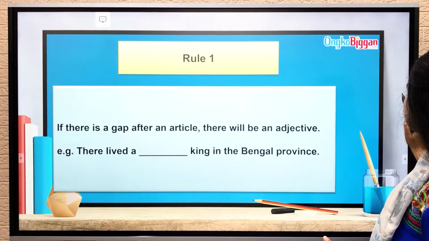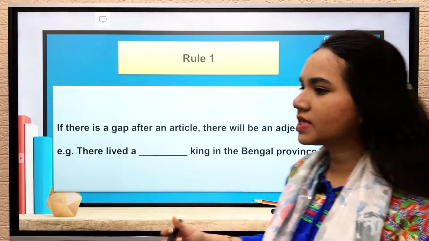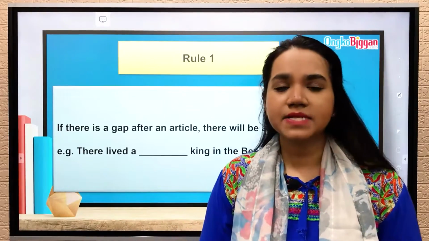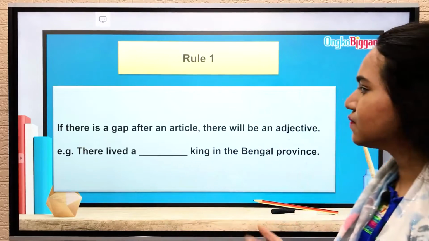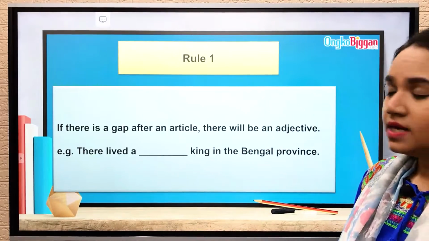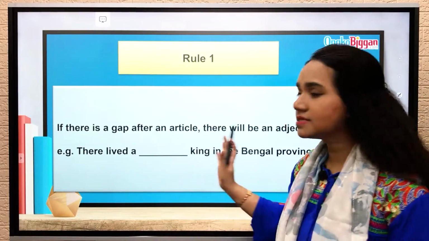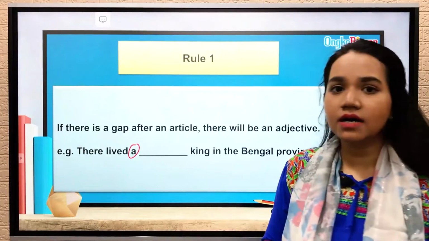So at first I have provided a few rules here so that you can understand that whenever there are particular gaps, what to write and what not to write. So you see here, first of all, if there is a gap after an article, there will be an adjective. So let's say there is a sentence like this and then you see an article here right before the gap.